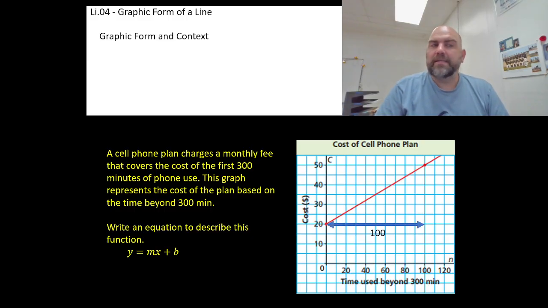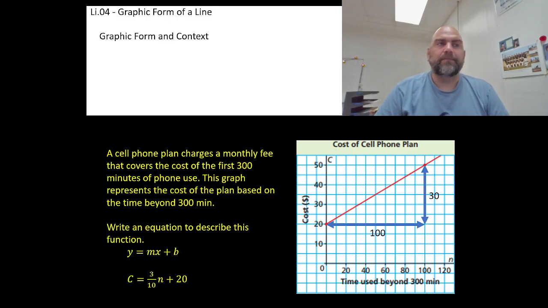Our run in this case is 100. Don't count the squares. Each square in this case is 10, so it adds up to 100. The rise from 20 to 50 is 30. Again, don't count the squares. Look at the difference between the two numbers. Very important that we do that. That means our slope is the rise, 30, over the run of 100, which we can simplify to 3 over 10. And the y-intercept, the base cost in this case, is 20.